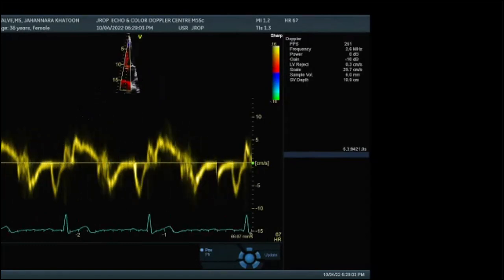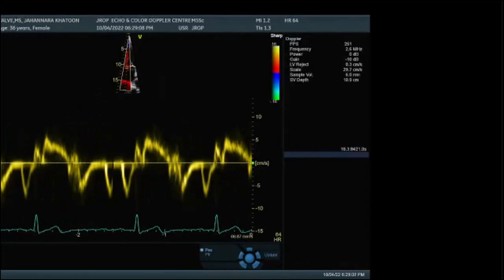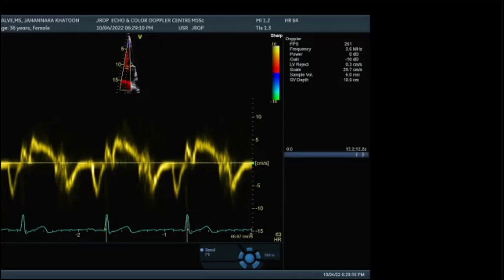Wait a minute, let me complete now. Don't be in a hurry. This is a very good measure for systolic thickening. Look at the value of 6. Anything 7 or more is considered normal. Then this is early E prime septal, which is used for Doppler assessment of diastolic function. And this is A prime septal.